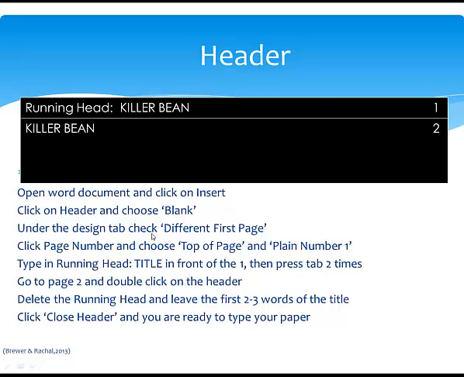Click on the header and choose Blank. Under the Design tab, click Different First Page. Click Page Number and choose Top of Page, Plain Number 1. Type in Running Head and the title in front of the 1. Press your Tab button 2 times.